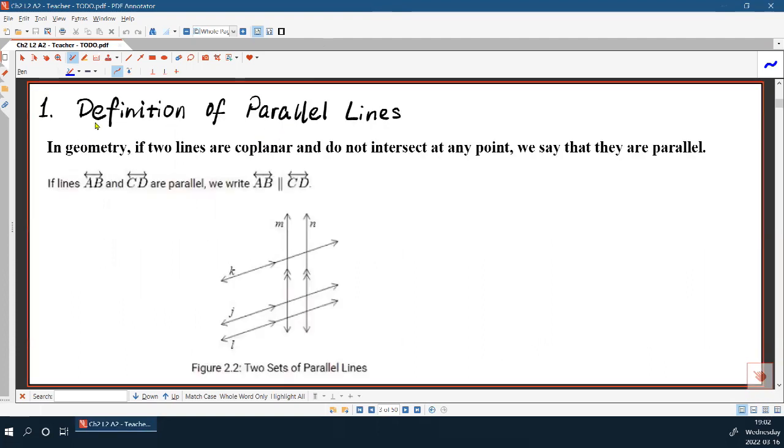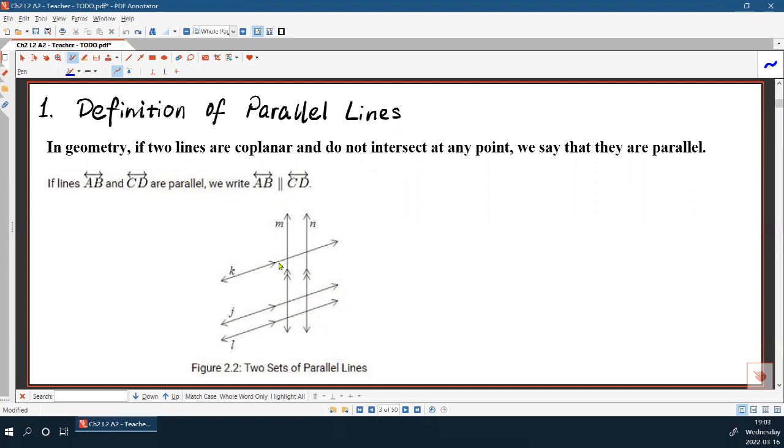First of all, let's have a look at the definition of parallel lines. So in geometry, if two lines are coplanar and do not intersect at any point, we say that they are parallel. So the definition is quite intuitive, right? For example, as shown in this figure, if line AB and CD are parallel, we can write line AB parallel with line CD. We use this symbol to indicate these two lines are parallel.